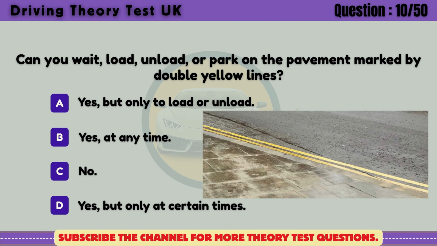Question 10. Can you wait, load, unload, or park on the pavement marked by double yellow lines? Option A. Yes, but only to load or unload. B. Yes, at any time. C. No. D. Yes, but only at certain times.